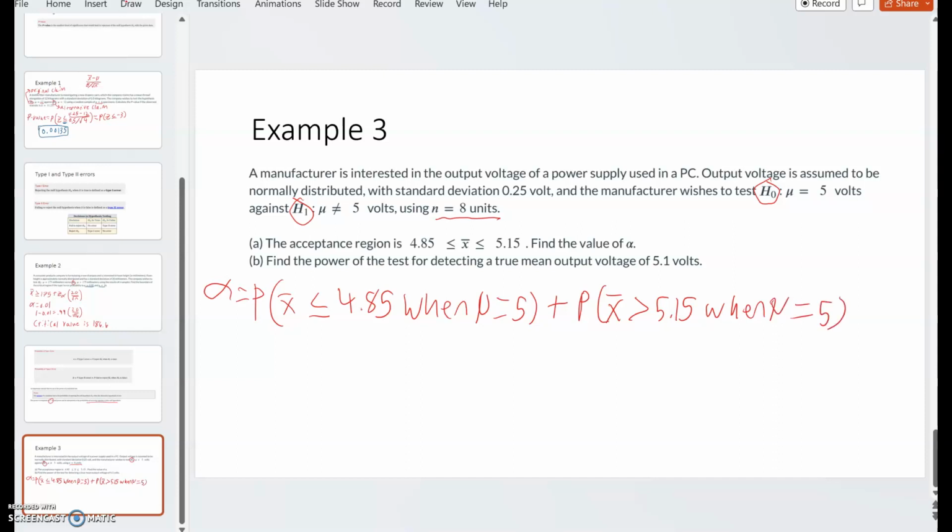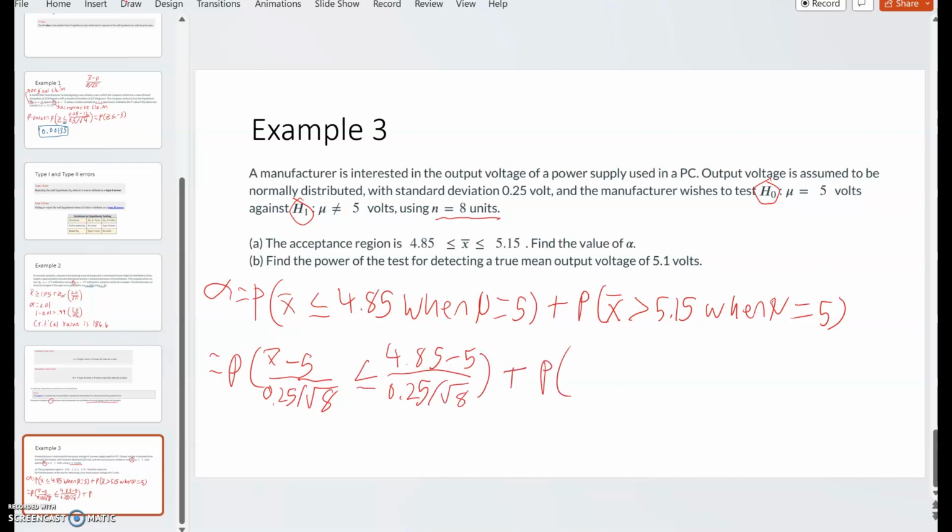So in doing so, we're going to get P, where we use our formula again of X bar minus 5 over 0.25 over the square root of 8 is less than or equal to 4.85 minus 5 over 0.25 over the square root of 8, because we're trying to find that X bar, plus the probability that X bar minus 5 over 0.25 over the square root of 8 is greater than 5.15 minus 5 over 0.25 over the square root of 8.